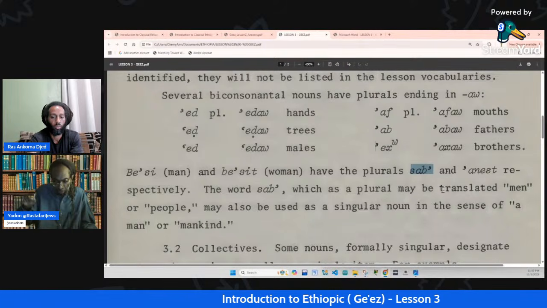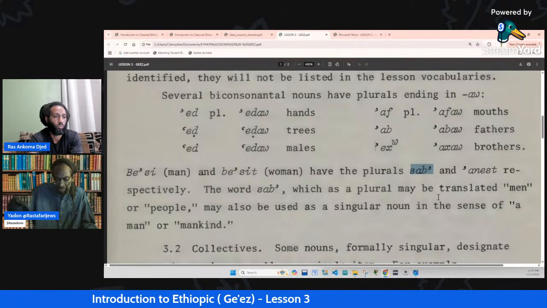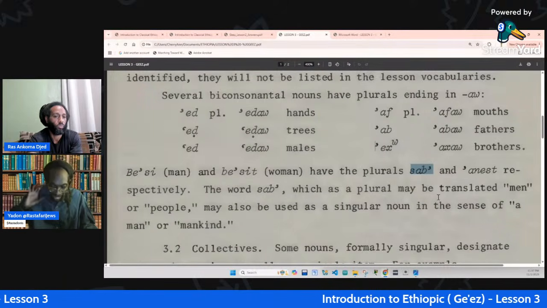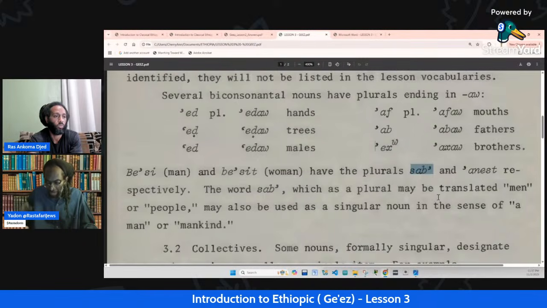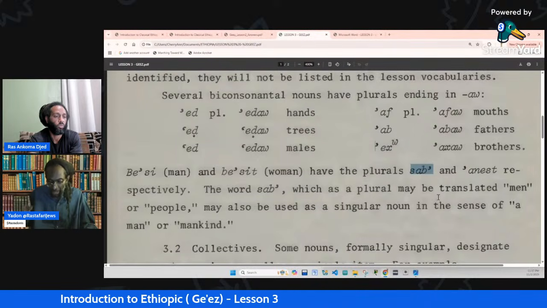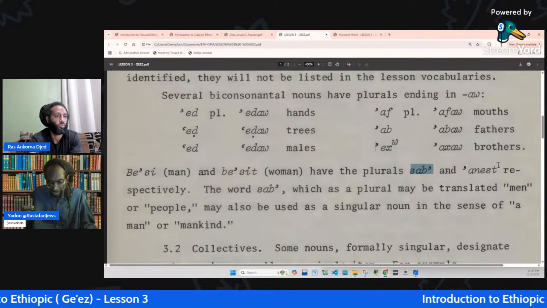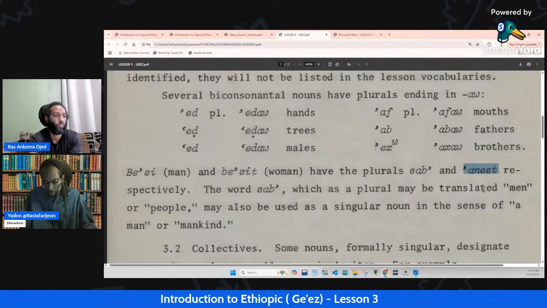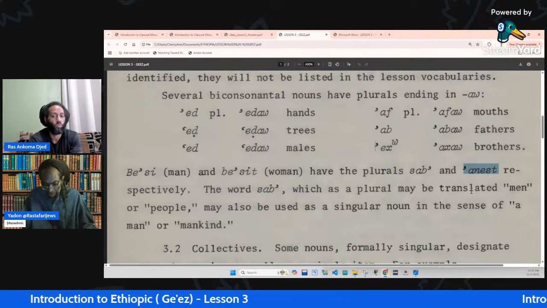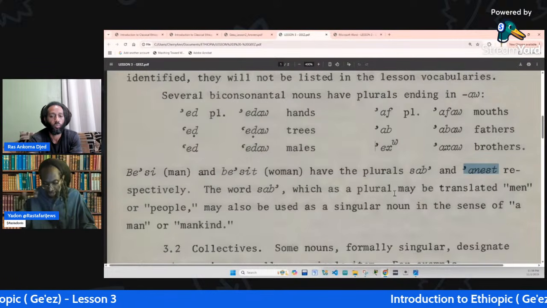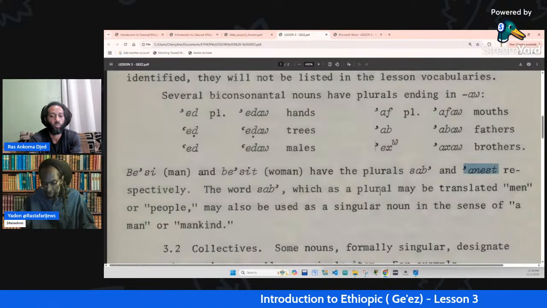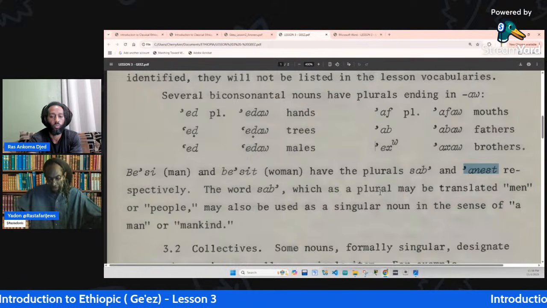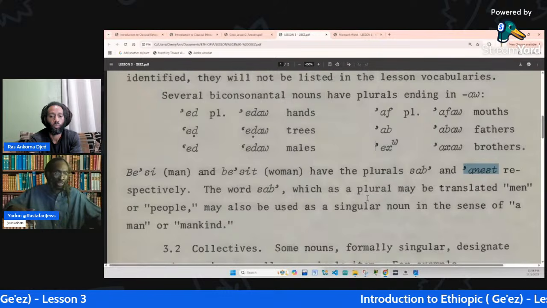That apostrophe is important because when you see it written, it's actually a letter. Sebit, right? But it might be sounded light. Sebit, right? And honest is like woman, for the female, respectively. The word sebe, which as a plural may be translated as men, like human beings, or people, sebe, right? Sometimes you hear them say beta seb.